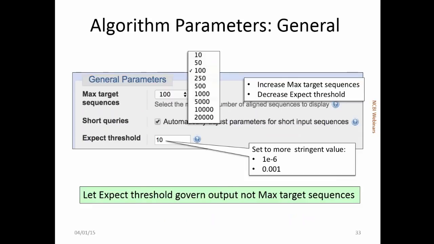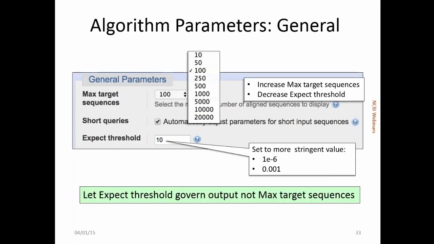And it's very important that you stick to a rule. The rule is that you want your output to be governed by the expect threshold. Notice that the expect threshold is set to 10, so that means you're going to see hits that are as bad as an expect value of 10. Remember, those are indistinguishable from chance. So it's pretty important here to set that to a more stringent value. Here are some examples of more stringent values. This depends largely on what your goal is and what your tastes are as to what's a stringent value. But you can write them just like BLAST writes its expect values.